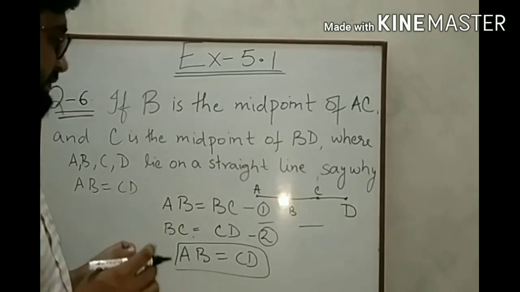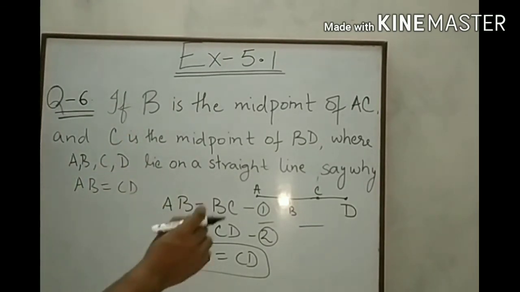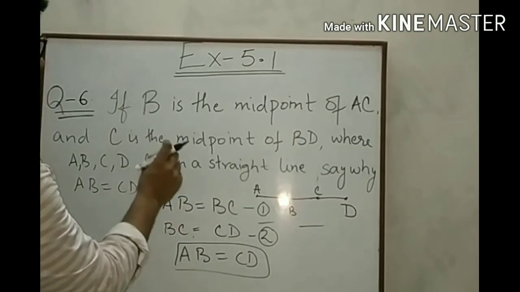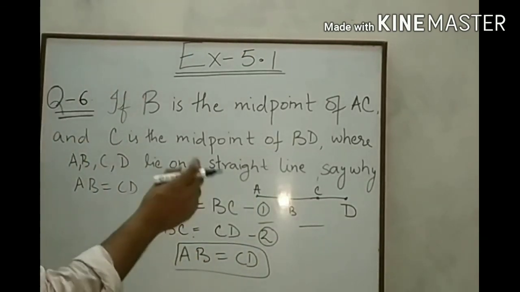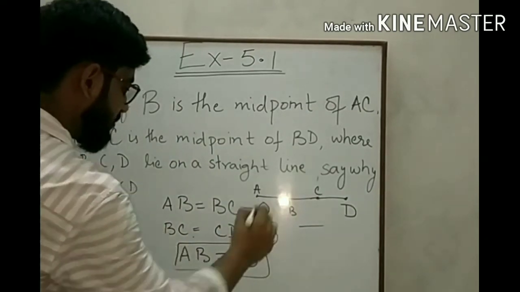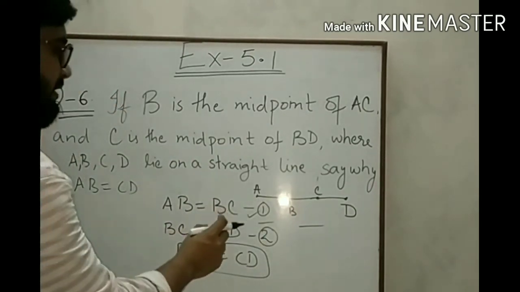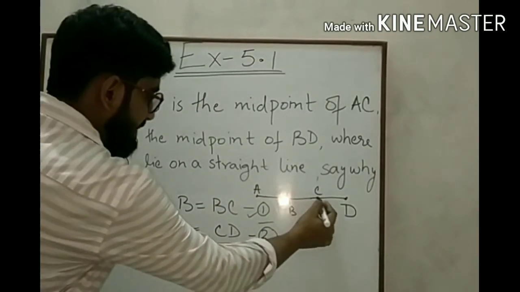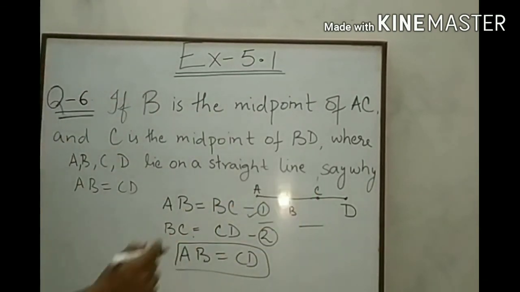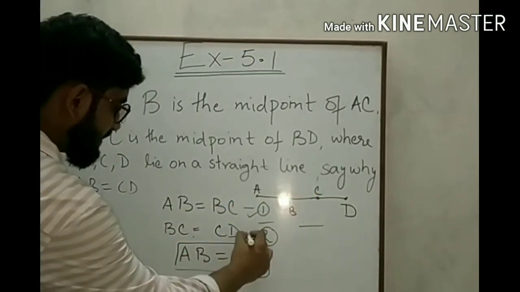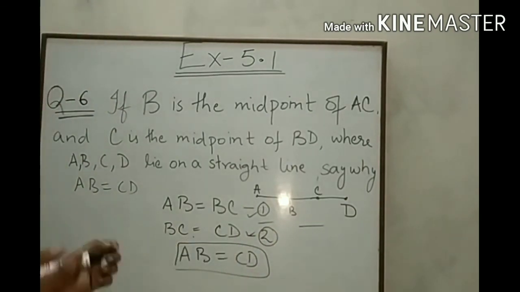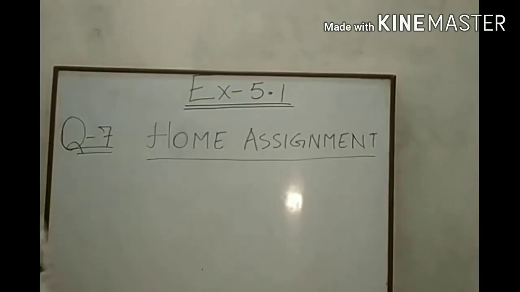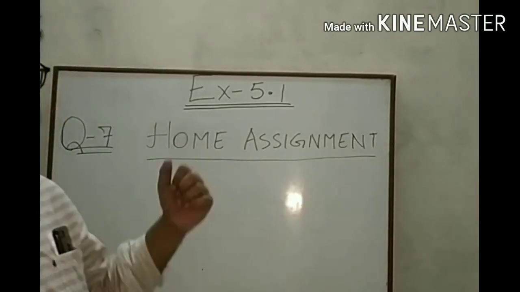Any doubt? What we did in this question: first of all, we drew a line segment AC in which B is the midpoint. Since B is the midpoint, AB is equal to BC. Then we drew a line segment BD in which C is the midpoint. Since C is the midpoint, BC is equal to CD. So from first and second, we can tell that AB is equal to CD. Now question number 7 is your home assignment.